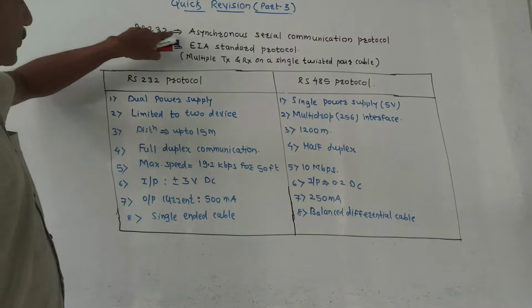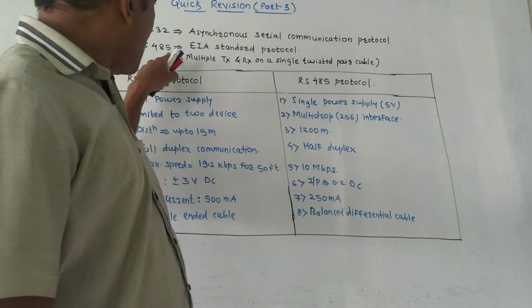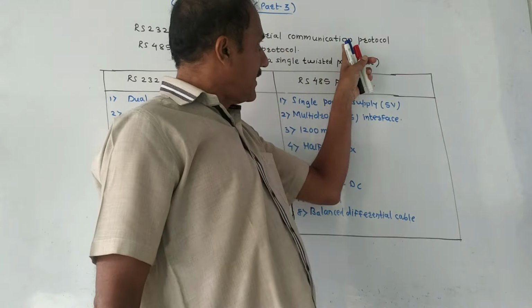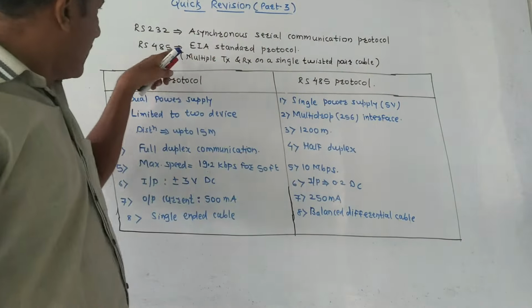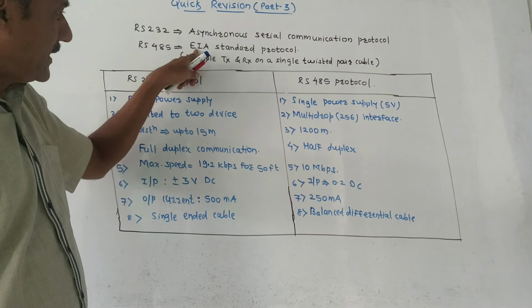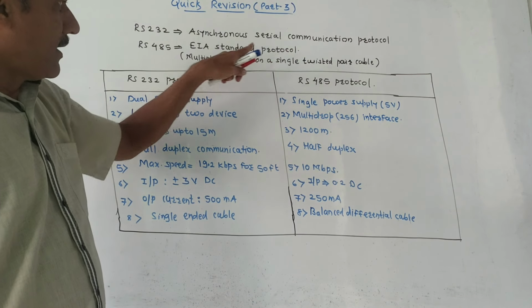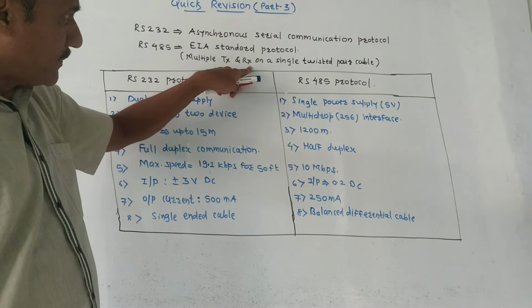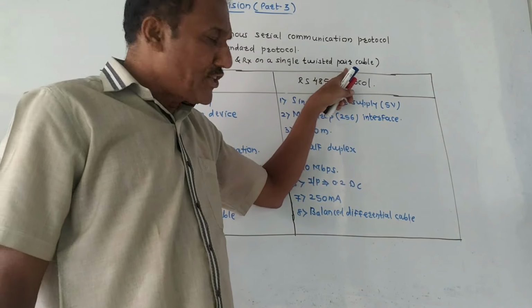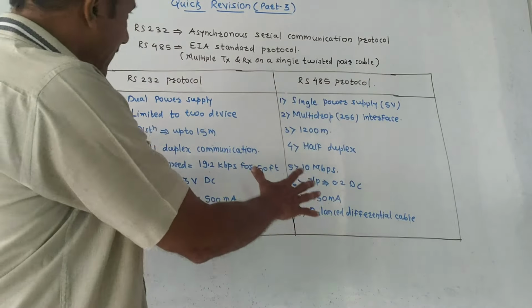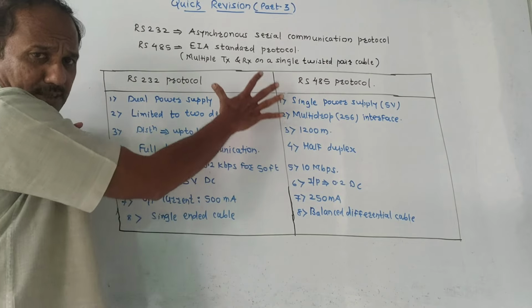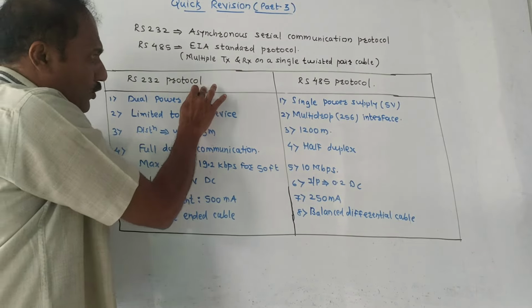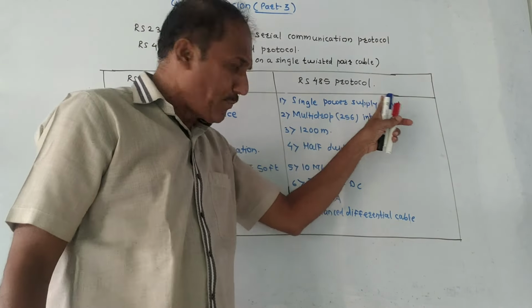Next is the RS-232 and RS-485 protocols. RS-232 is an asynchronous serial communication protocol, whereas RS-485 is an EIA standard protocol. RS-485 makes use of a transmitter and receiver on a single twisted pair cable. Now, as far as this part is concerned, the comparison is most important. I have made a comparison between the RS-232 protocol and the RS-485 protocol.